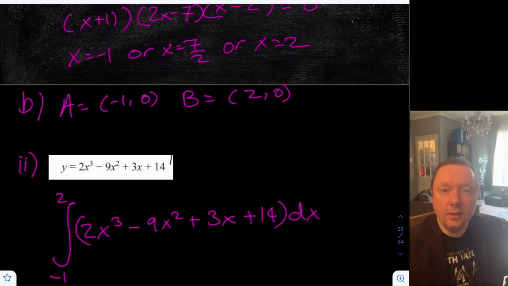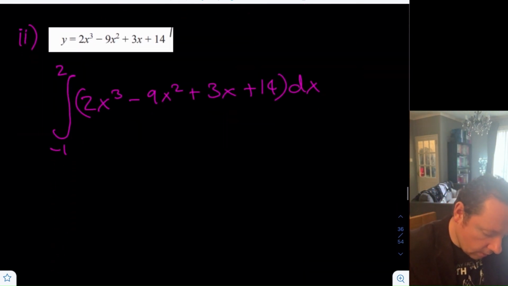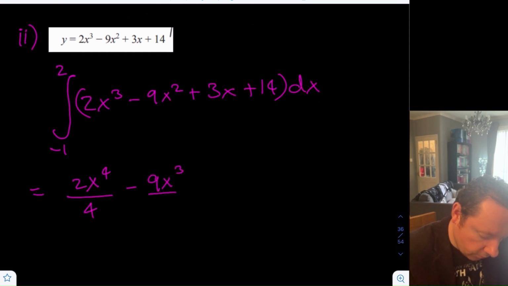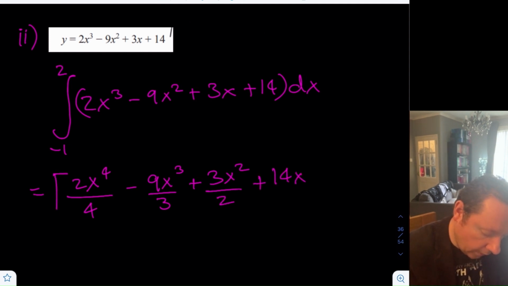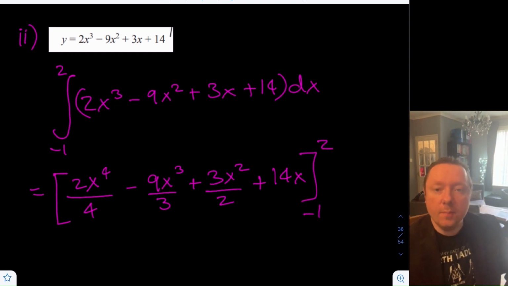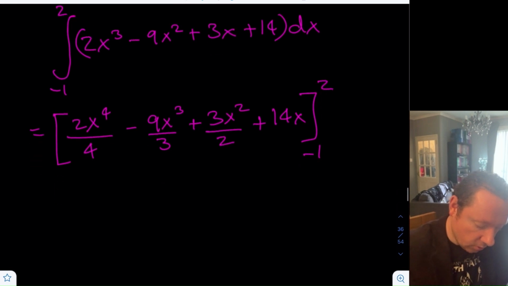So we integrate and solve. That equals x to the 4 over 4, minus 9x cubed over 3, plus 3x squared over 2, plus 14x, and that is between minus 1 and 2. We then get a mark for subbing in, so let's just sub in our numbers.